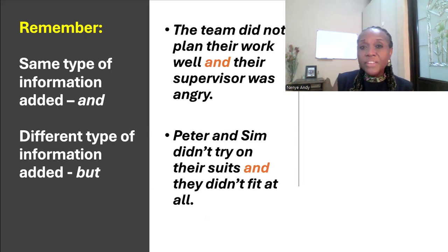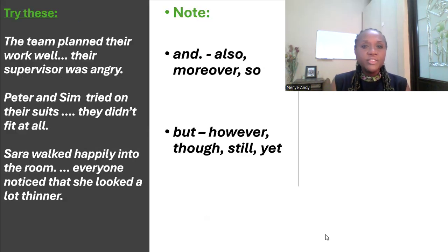So back to our major rule, which is a simple thing you need to know, that when you're adding the same information while you're writing or speaking, please use and. If the information type is mixed, positive, negative, then you need but or however. So let's try out this. The team planned their work well. Their supervisor was angry. I believe you saw that the first one was positive and the last one was negative. So we require what? But or however.